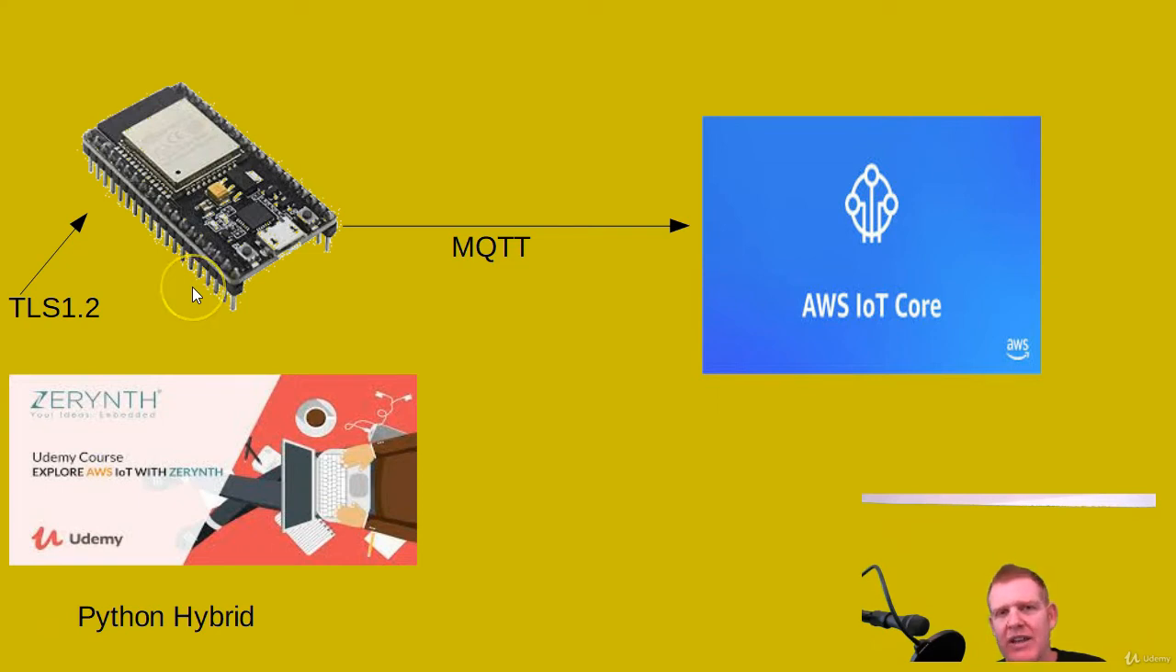It can only do it on the ESP32 because their TLS 1.2 library, when you consider Python code's much bigger than JavaScript or C, it can't contain all that in its memory space. So you have to have the more powerful ESP32, and it'll also transmit that data via MQTT to AWS IoT Core. And it has its own IDE and cool software. If you like Python, this is a really great program.